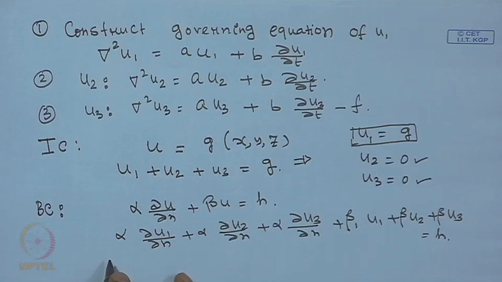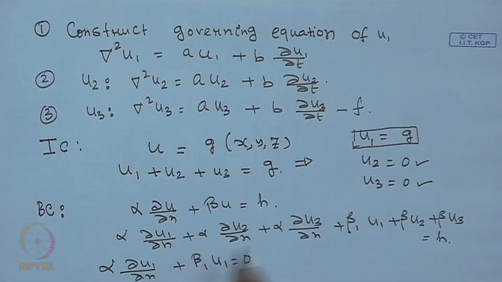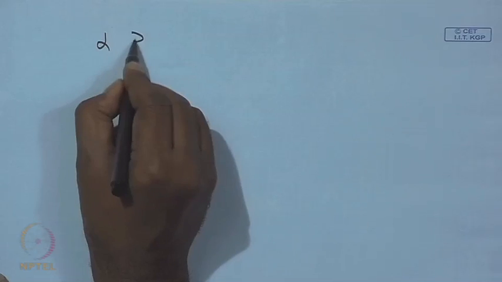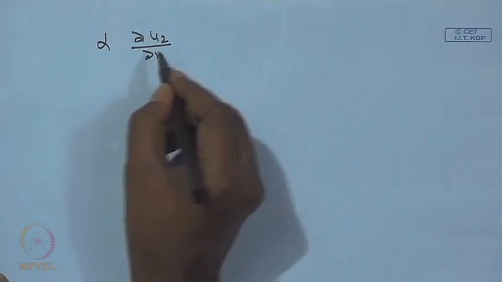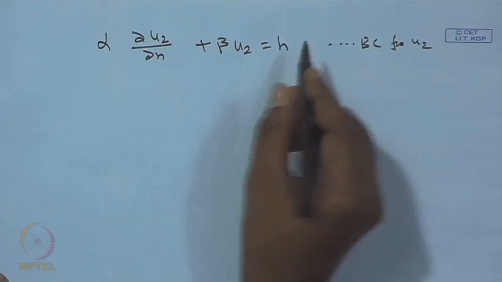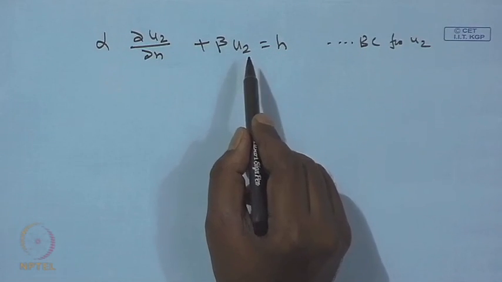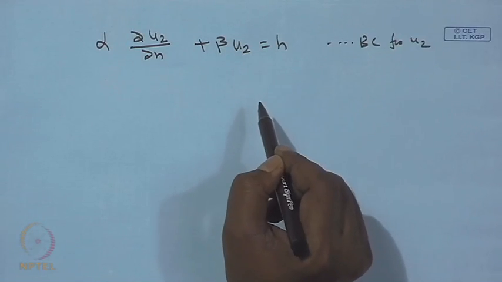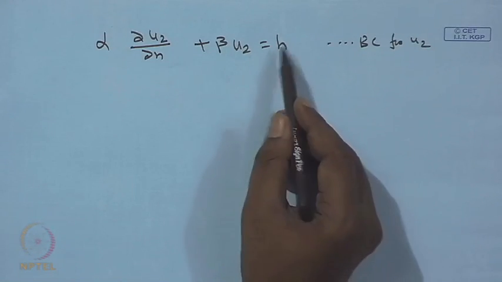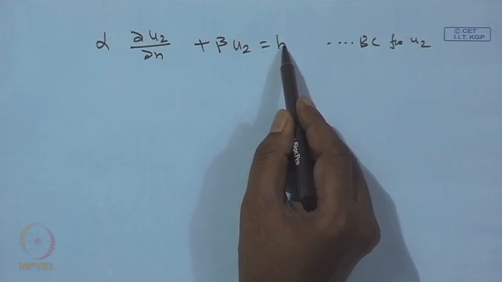So, alpha del u 1 del n plus beta u 1 is equal to 0. So, that is the boundary condition for u 1. Then similarly, alpha del u 2 del n plus beta u 2 is equal to h, that is the boundary condition for u 2. So, here you just note we associated the non-homogeneous part h in the boundary condition with the sub problem u 2, because we want each sub problem to contain only one non-homogeneity at a time. So, we could have associated h with u 1 or with u 3, but u 1 is already having one non-homogeneity, that is in the initial condition. So, we did not associate the non-homogeneous term h along with u 1.